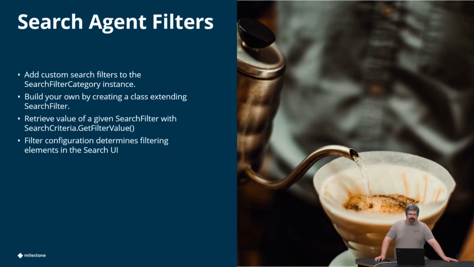So let's talk a little more about search agent filters. Filters allow you to add custom filtering of any kind, essentially, on your search filter category. So you can build your own by creating any class that extends search filter. You can see examples both in the documentation and in the sample. The value of a given search filter set in the running search can be retrieved with the search criteria get filter value method. And the filter configuration will also determine what elements are shown as filtering elements in the search UI when your search agent is selected.